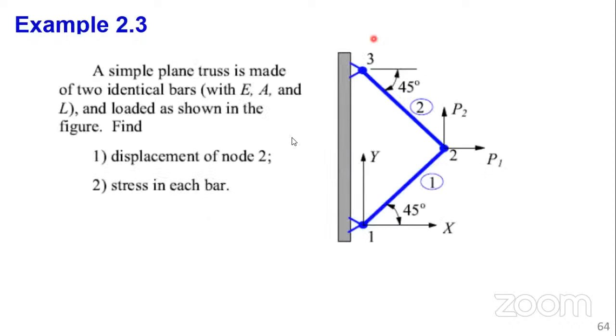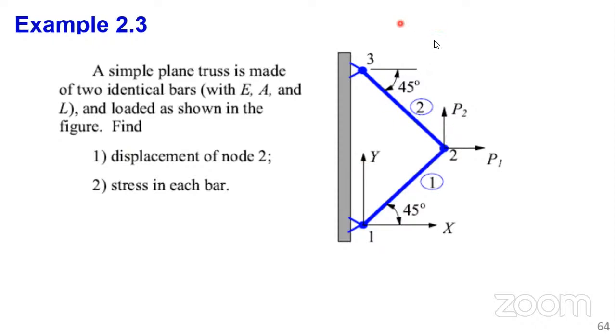Let's look at one example so we see the application, so that the concept we have looked at can sink into your mind. If you look at this, we have a two-member truss, and you're given the quantities. These bars are identical. They have the same material property E, the cross-section A, and the length L. Then you're told to find the displacement at node 2 and the stress in each bar.